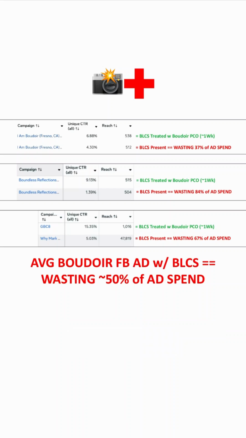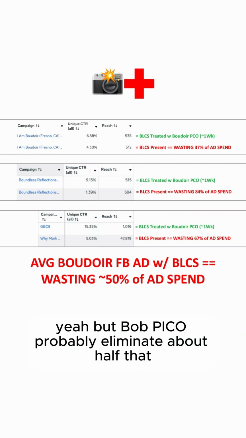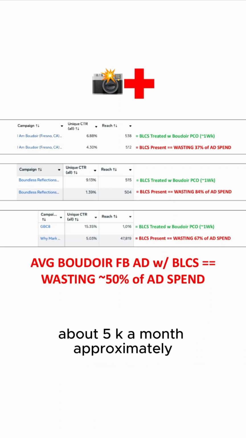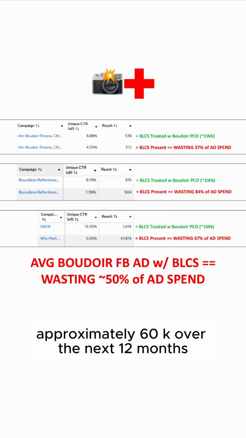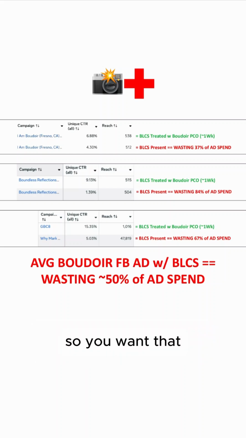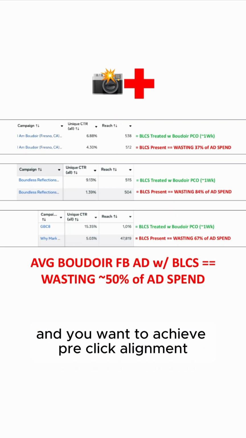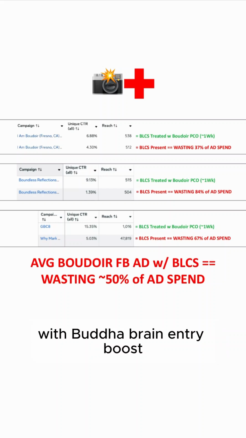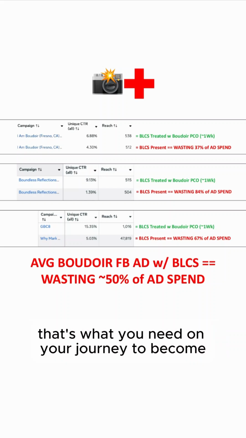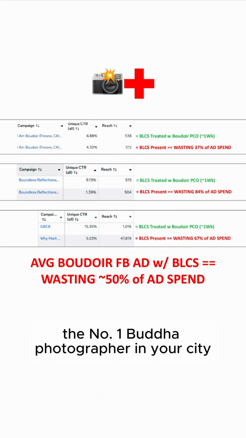So on average, Boudoir Pico would probably eliminate about half that, about 5K a month approximately in wasted Facebook ad spend. Put that back into your pocket. You don't have to spend it anymore. Approximately 60K over the next 12 months. And so you want that, and you want to achieve pre-click alignment, become a dominant boudoir advertiser with Boudoir Brain Entry Boost, because that's what you need on your journey to become the number one boudoir photographer in your city.